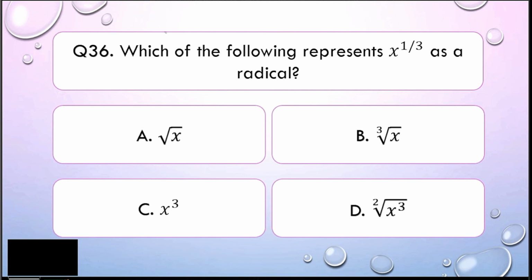All right, my dear math learners, if you can remember our discussion earlier about converting rational exponents into radicals or radical expression, what happens to our denominator? Okay, it becomes the index. So that will become cube root. So basically, among the four choices here, this is the only expression with the cube root as its index, or 3 as its index. So therefore, the correct answer is letter B.